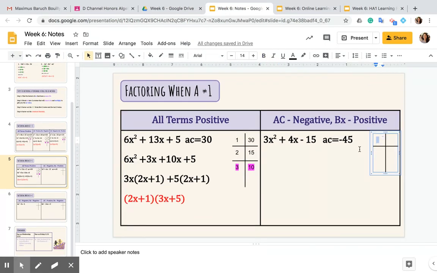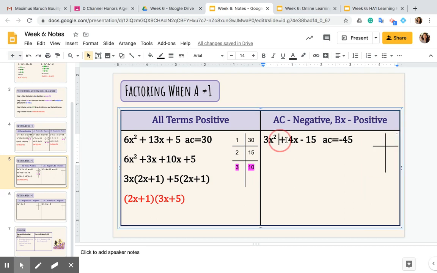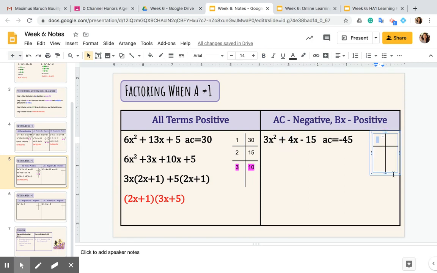All right, so negative 45 is my AC value. So again, I know that my signs have to be different because that's the only way I can get a negative product. And if my B term is positive, I want to make sure that the larger of the two is positive. Okay, basically whatever sign your B value is, if your AC value is negative, make the larger factor match whatever sign the B term is. Okay, so I can start with negative 1 and 45, but that's going to give me a sum of 44.